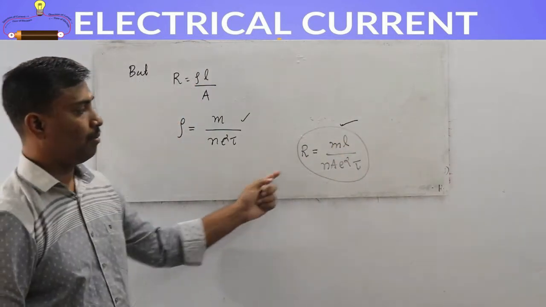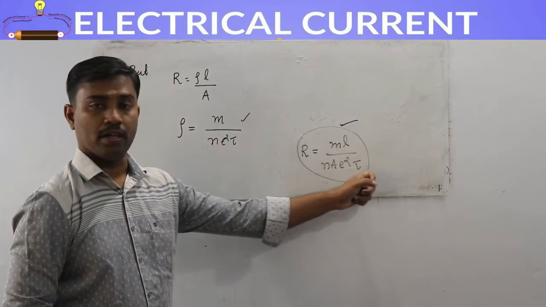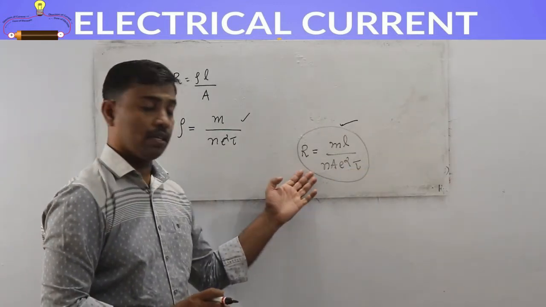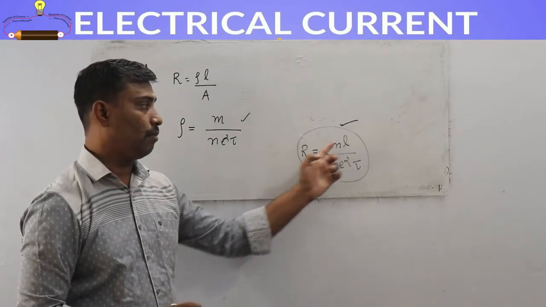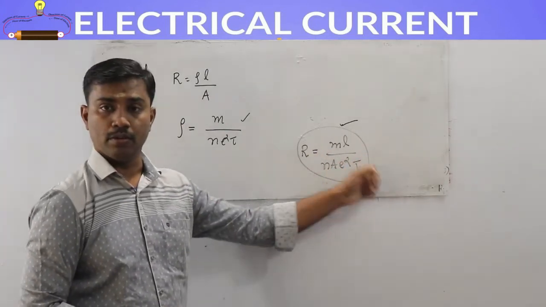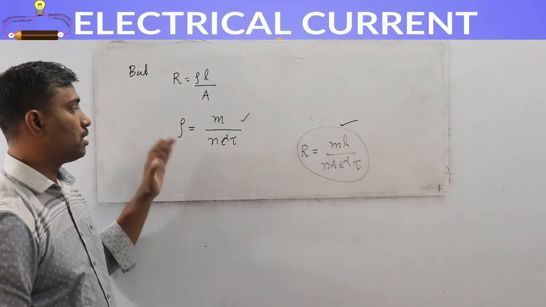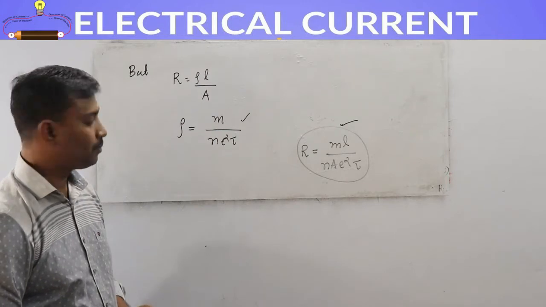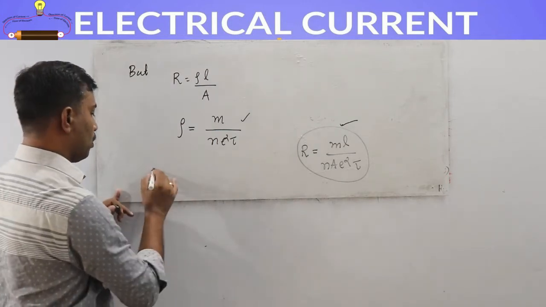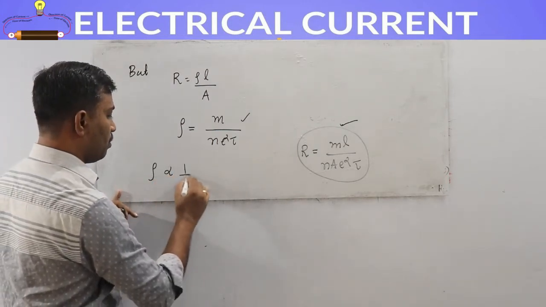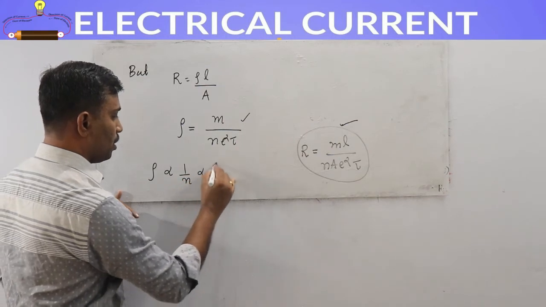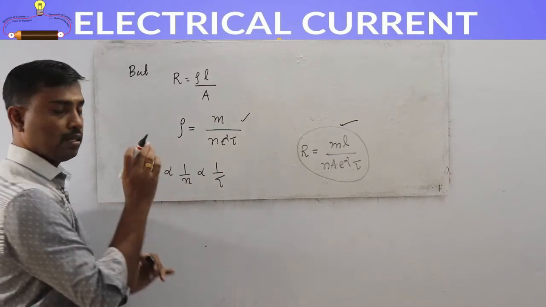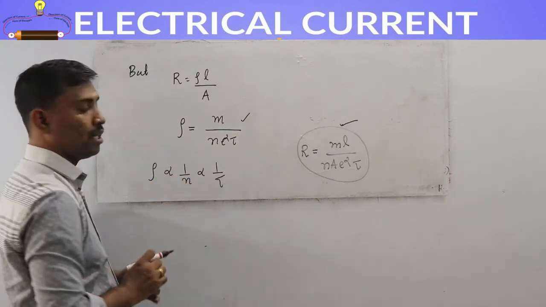Resistance R is equal to ml divided by N A E square tau, and resistivity rho is equal to m divided by N E square tau. From this it is found that rho is proportional to 1 by n and proportional to 1 by tau. The resistivity depends on the number density and the relaxation time.